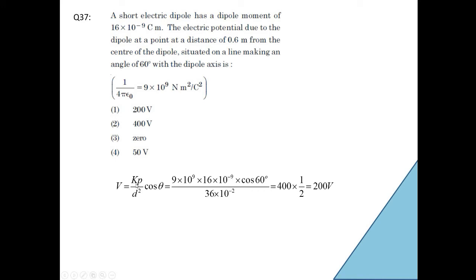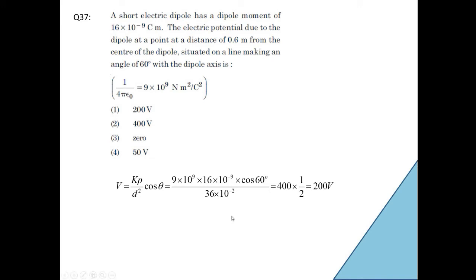Put all the values. K is 1 by 4 pi epsilon naught, given here to be 9 into 10 power 9. P is the dipole moment, 16 into 10 to the power of minus 9. Here theta is 60, so cos 60. d square, d is 0.6. 0.6 is 6 into 10 power minus 1. Square it, 36 into 10 to the power of minus 2.